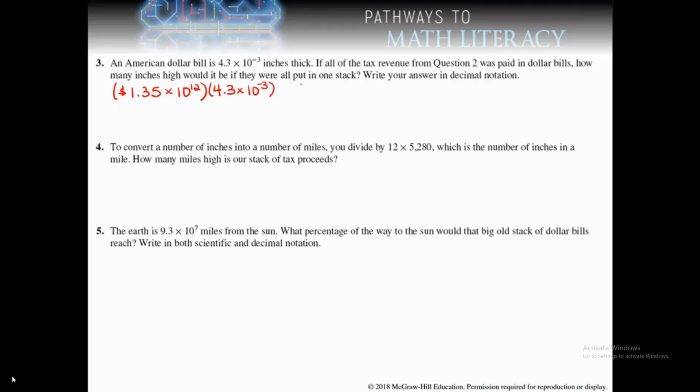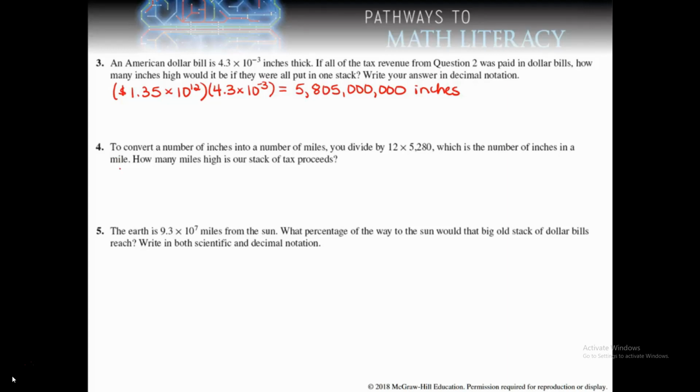And they say to write the answer in decimal notation, not scientific notation. So that comes out to about 5,805,000,000 inches. In number four, then, to convert a number of inches into miles, you divide it by 12 times 5,280. So let's do that for our tax proceeds.